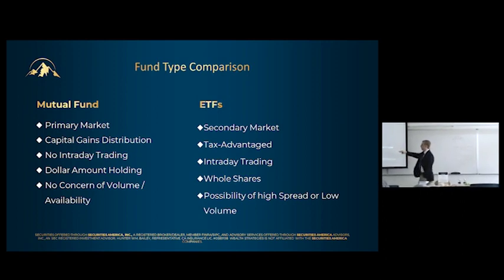So in our mutual funds, as we talked about, those trade in the primary market. That's where you're having a transaction straight with the mutual fund company, even if it's through your brokerage account. Mutual funds will distribute their capital gains, usually towards the end of the year. Sometimes it can be more frequent than that, but a lot of the times it'll be annual. There's no intraday trading, so you can't buy in the morning, sell in the afternoon, or anything of the sort like that. You've got to wait for your trade to settle at the end of the day.